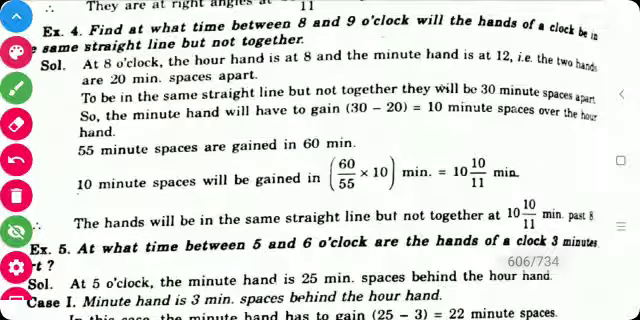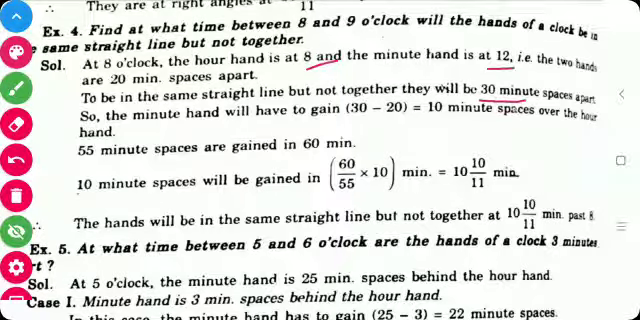Next, fourth question is, find at what time between 8 and 9 o'clock will the hands of a clock be in a straight line but not together. The hour hand and minute hand are in a straight line when they are 30-minute spaces apart. At 8 o'clock the hour hand is at 8 and the minute hand is at 12, so the two hands are 40-minute spaces apart. To be in the same straight line but not together, they will have to be 30-minute spaces apart.